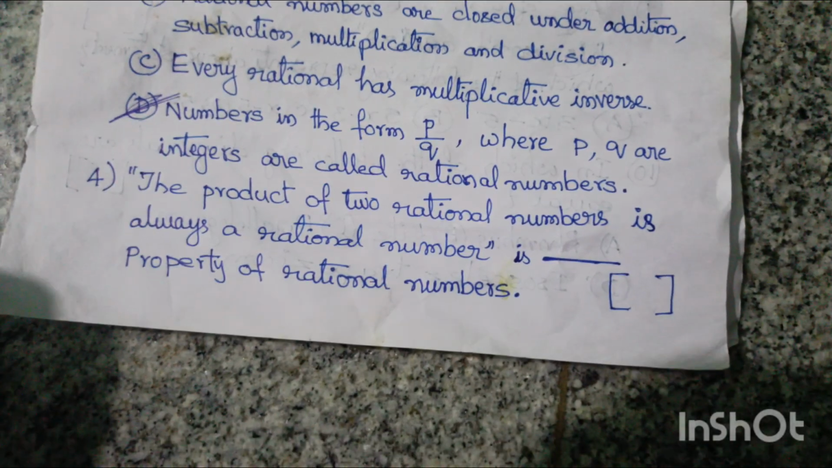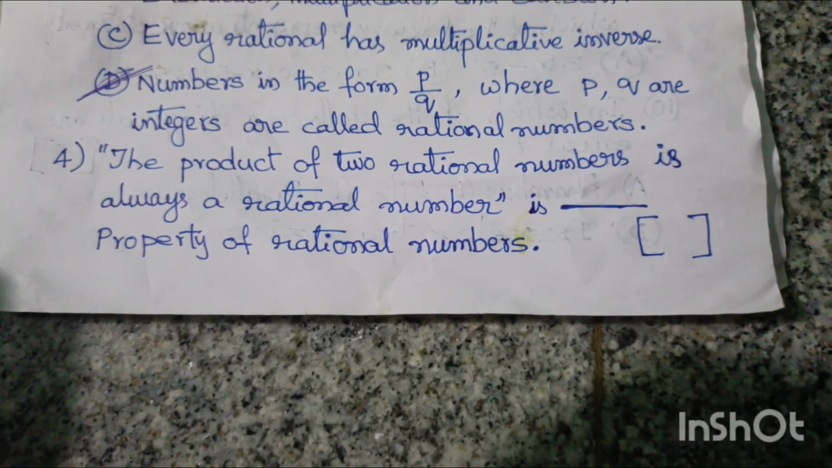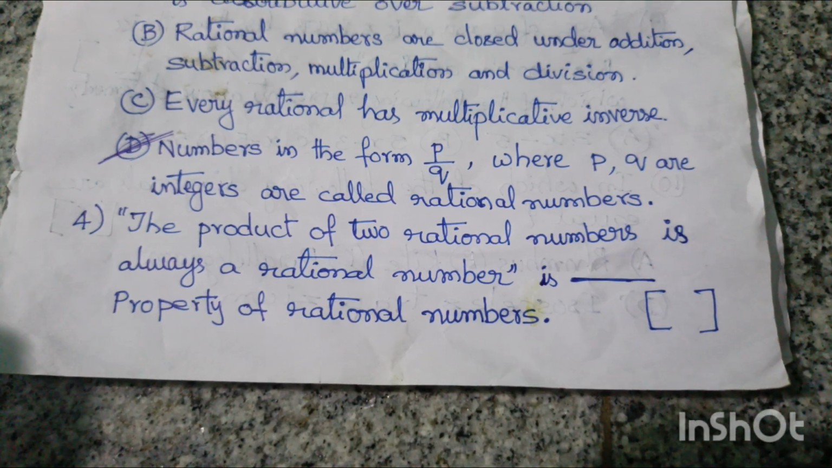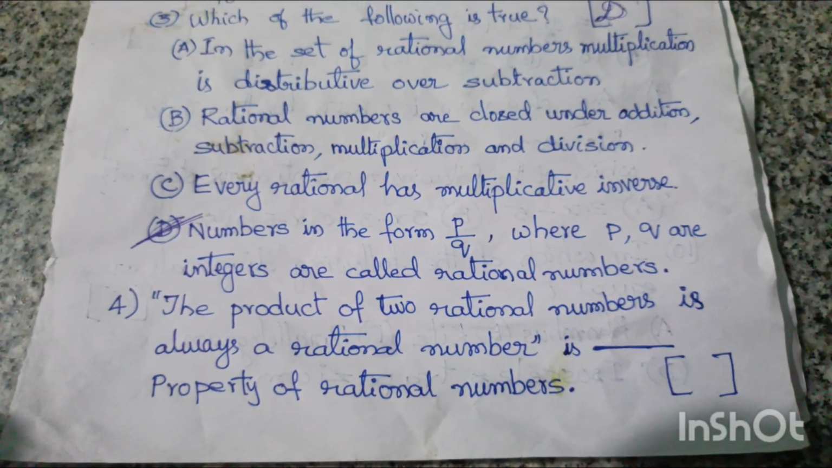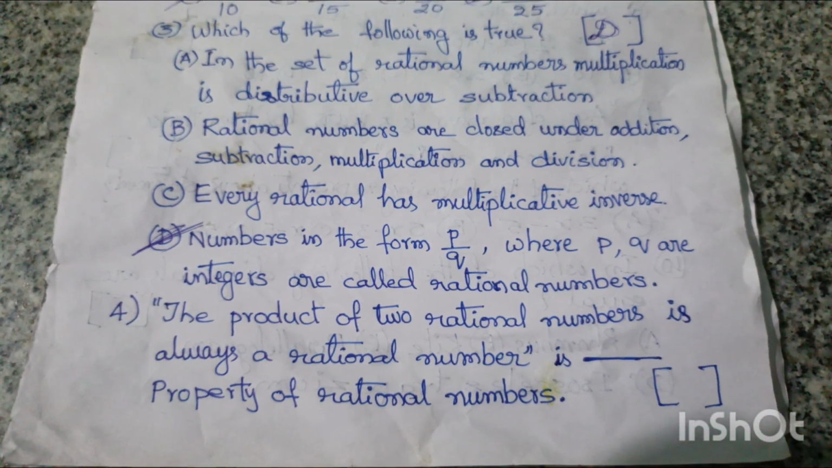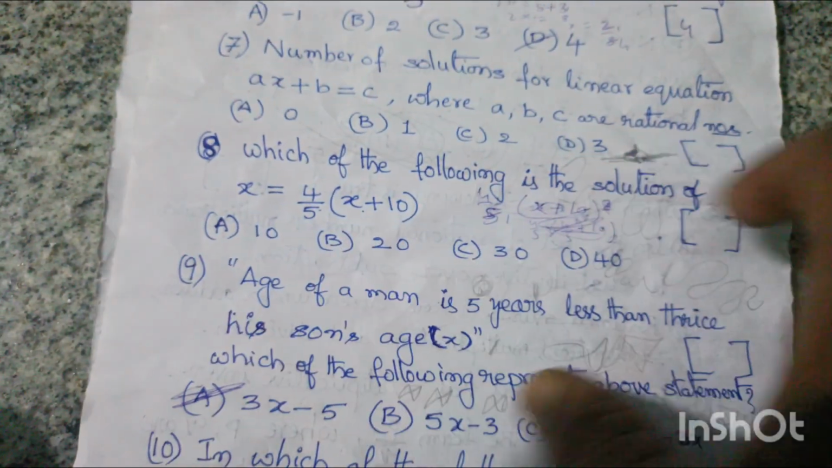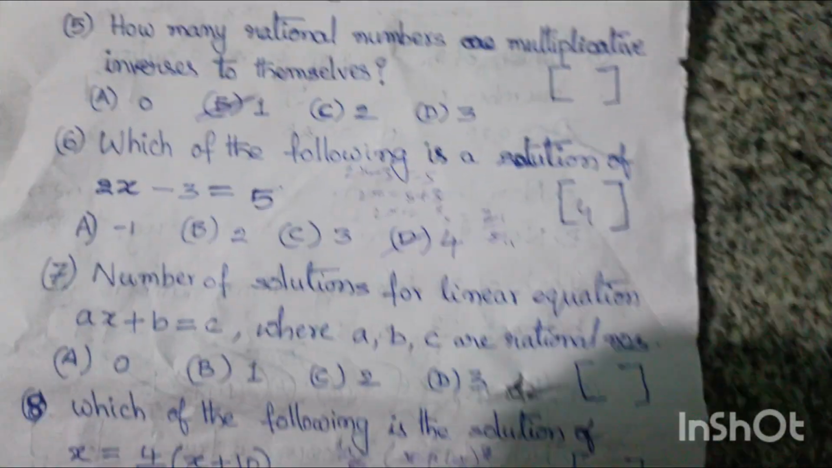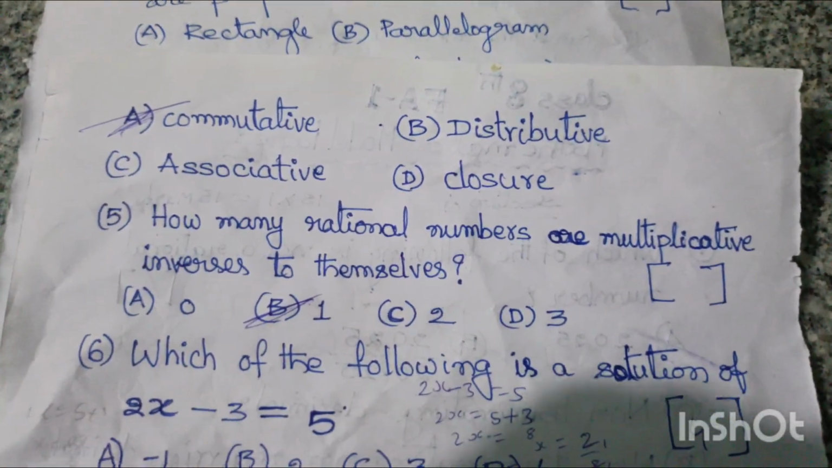So the first option A is true. Next, coming to the next question: the product of two rational numbers is always a rational number is dash property of rational numbers. What property? It is called the closure property, hence the option D.